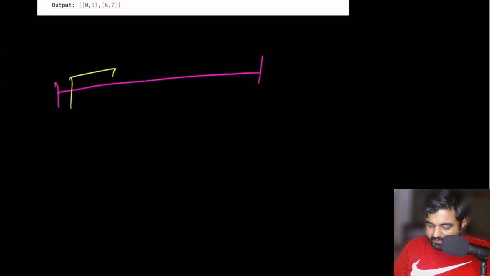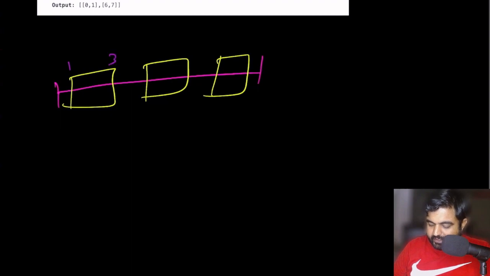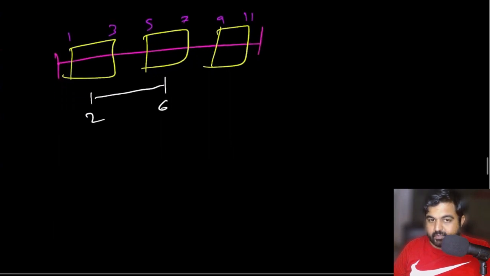Suppose again, just like this, we are given intervals that look like this, with values 1 3, then 5 7, and then 9 11. Then we are being asked to remove an interval that looks like this one: the values are 2 and, let's just say, 6. This is what we need to remove.